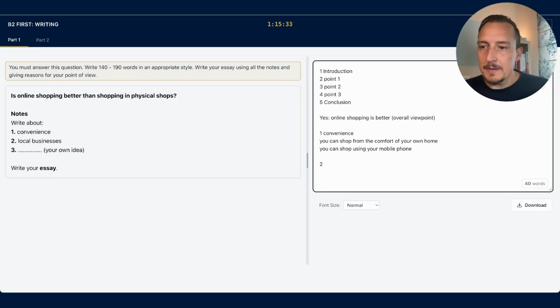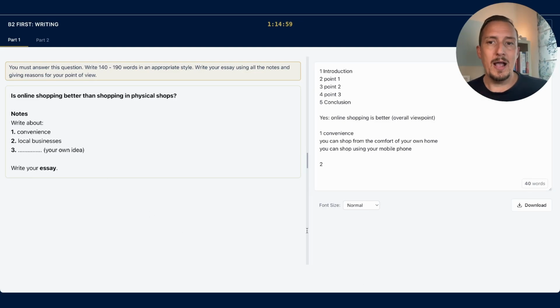Now, if we think about the next point, local businesses, is this supporting our overall viewpoint? Immediately when I see this, I think about how local businesses are impacted by online shopping, and usually it's quite negative, right? Lots of local businesses cannot compete with the price or the convenience of online shopping, so they lose customers. If they lose customers, they close down, and that affects the local area, right? So I think this is probably where we want to start to think about for this point.